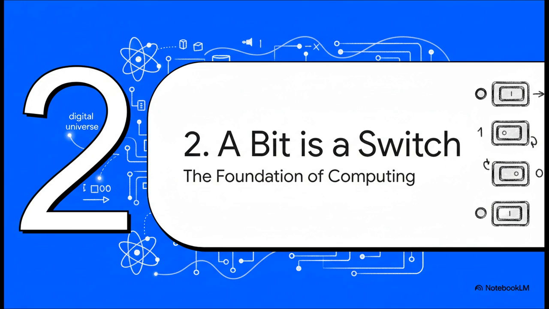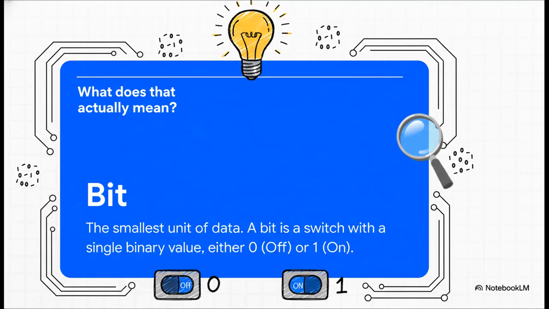Okay, this brings us to the absolute ground floor of computing. I mean the bedrock. We're about to look at the smallest possible piece of information you can have. You could call it the atom of the digital universe. We are, of course, talking about the bit. So the official definition is pretty simple. A bit is the smallest unit of data in a computer. It can only hold one of two values, a 0 or a 1.